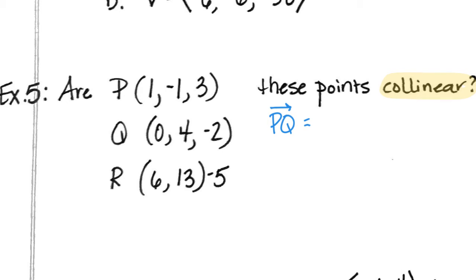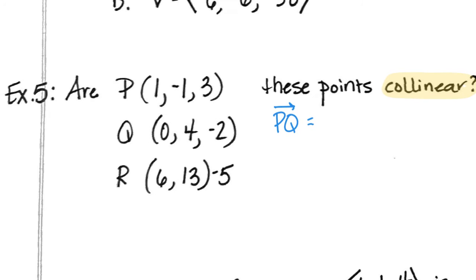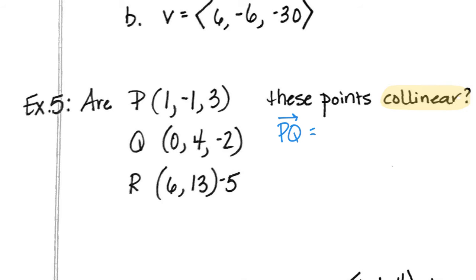terminal minus initial. 0 minus 1 is going to give me -1. 4 minus a -1 is going to give me 5, and -2 minus 3 is going to give me a -5.